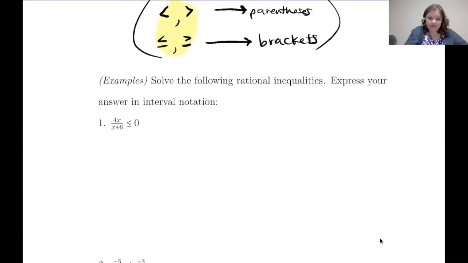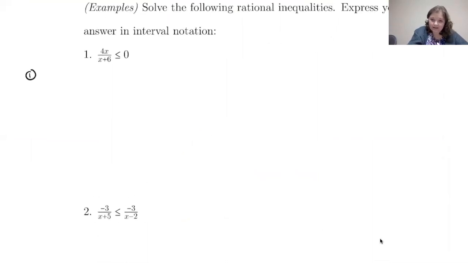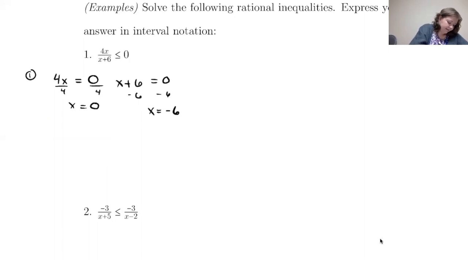Okay, so let's jump into some examples. Okay, so step 1 says we set the top equal to 0, set the bottom equal to 0. So 4x equals 0. We solve for that by dividing by 4. We get x equals 0 from the top. So now we set the bottom equal to 0. Subtract 6, and we get x equals -6 from the bottom. So in that case, we are getting 2 test points.